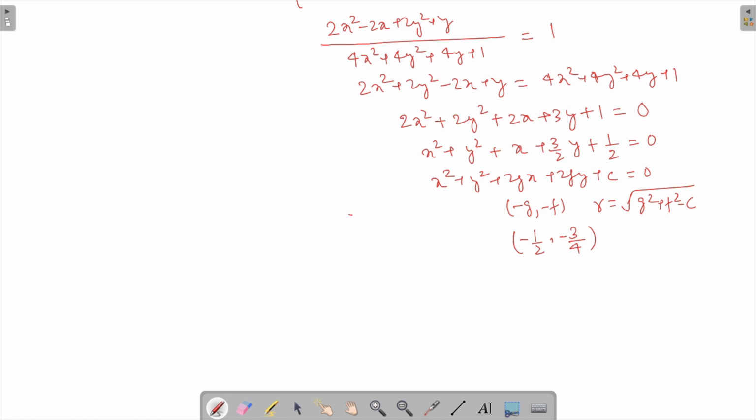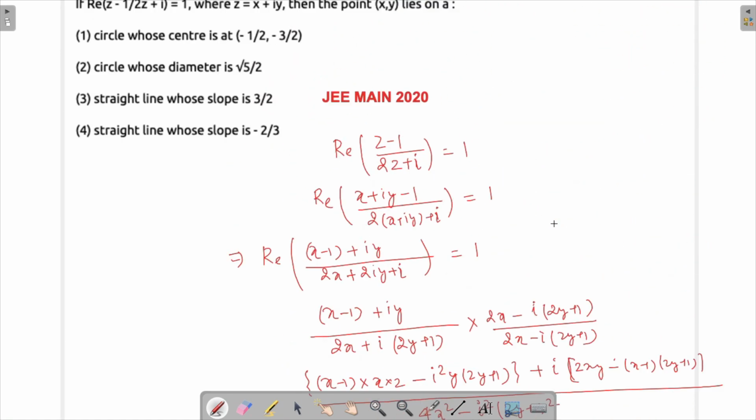So what am I doing? I'm saying 2g equals 1, so g is half. Similarly, 2f equals 3/2, so f is 3/4. But my center is (−g, −f), so this is (−1/2, −3/4). So we can check the options.